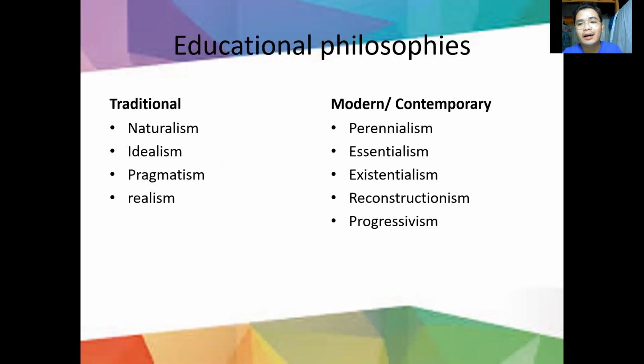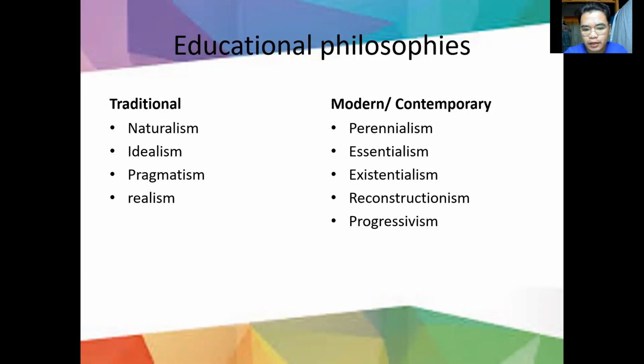Technically, there are two branches of educational philosophies. We have the traditional philosophies and we have the modern or contemporary philosophies. For the traditional, we have four: naturalism, idealism, pragmatism, and realism. And for modern contemporary, we have perennialism, essentialism, existentialism, reconstructionism, and progressivism.